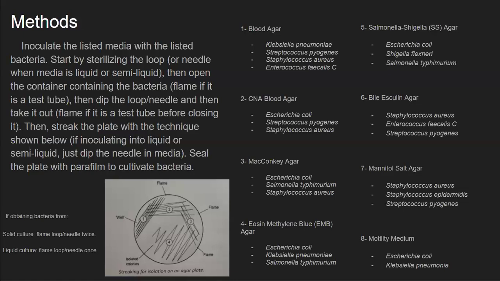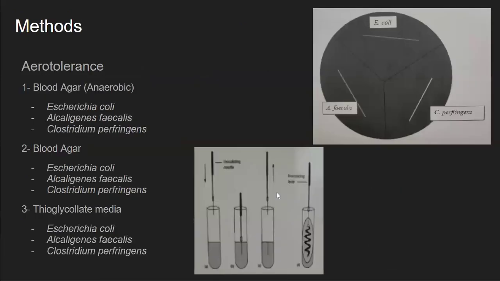Seal the plate with parafilm to cultivate the media. If obtaining bacteria from solid culture, flame the loop or needle twice. If it's liquid culture, flame the loop or needle once. For the method, we also tested air tolerance.